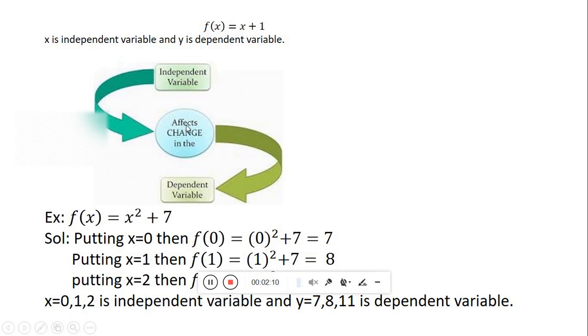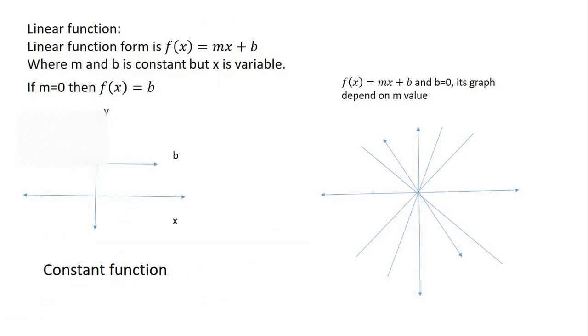x is the independent variable and y is the dependent variable. Just like, the function is f of x equals x square plus 7. Put x equals 0, then the function value is 7. If we put in x equals 1, then the function value is 8. If we put x equals 2, then the function value is 11. Changing the value of x also changes the value of y, or the function value.